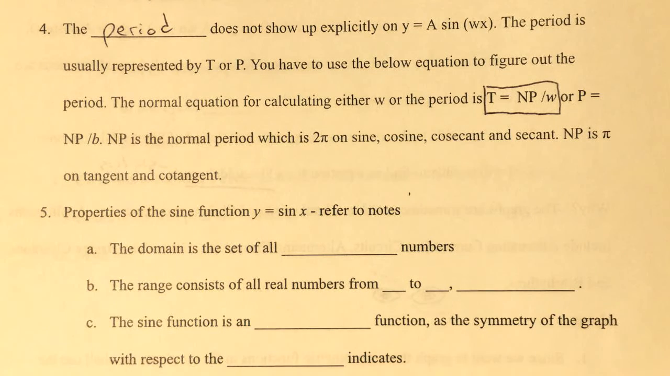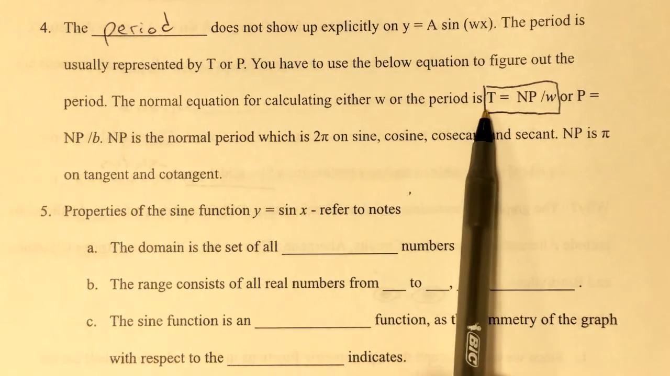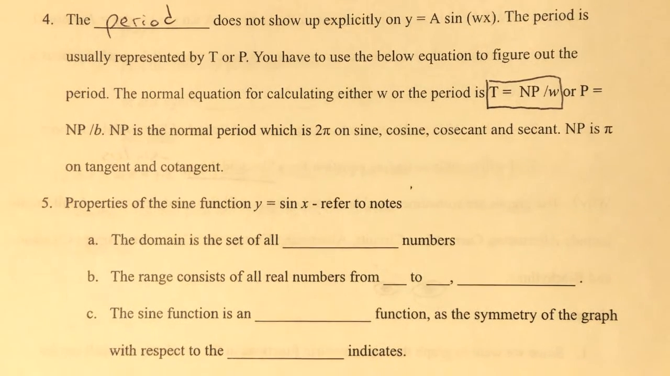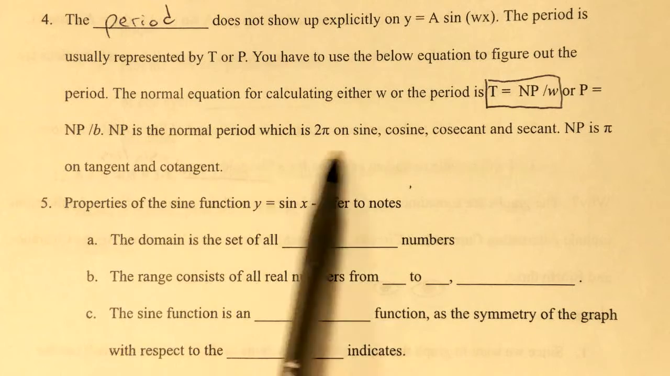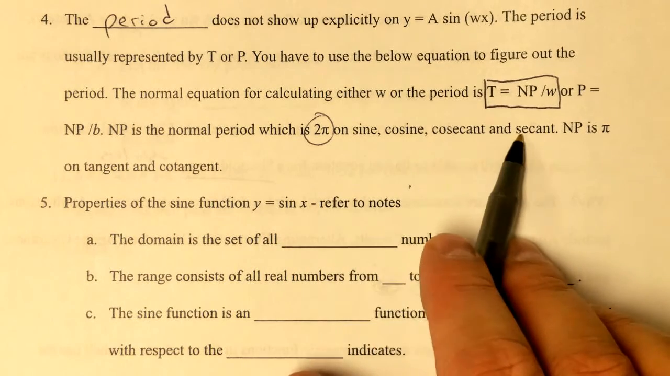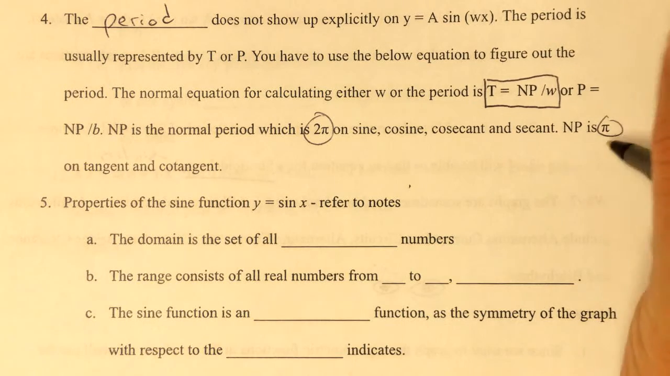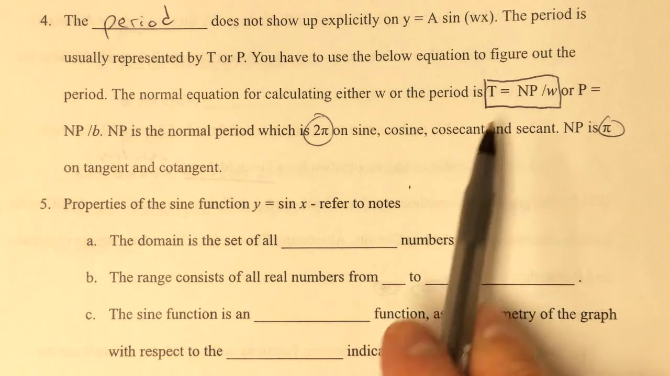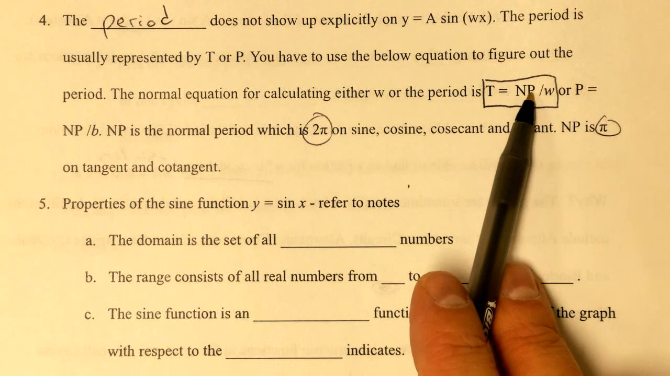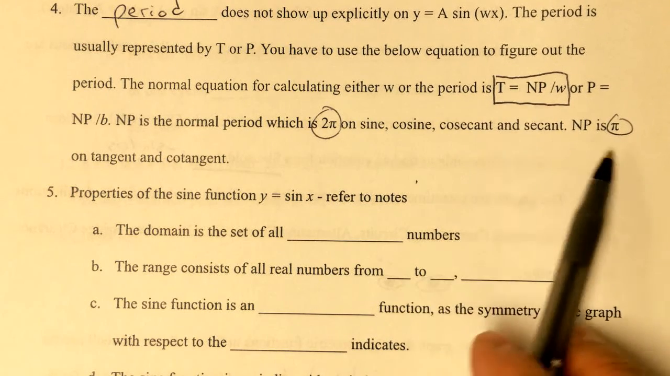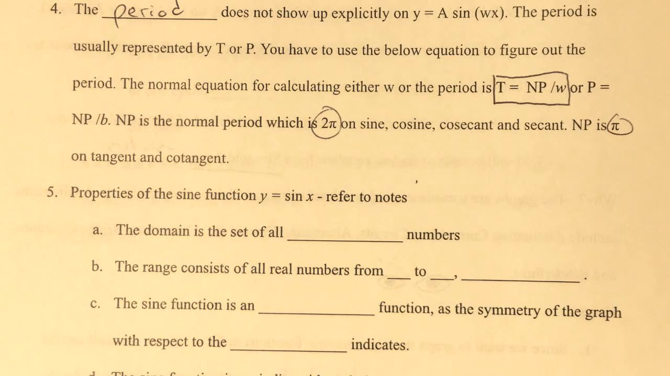So again, depending on whatever textbook you're using, if you're using the one we have, it's going to use T and W, but if you're using a different one, it may do P and B. So you might want to highlight this part, that the normal period is 2 pi for sine, cosine, cosecant, and secant, and the normal period is pi for tangent and cotangent. We'll get to some problem examples on this in a few minutes. But that's one of the formulas you need. And it's not n times p. We just call that the normal period. So you're going to do a substitution. You're going to call it 2 pi or you're going to call it pi, depending on what function you're doing.